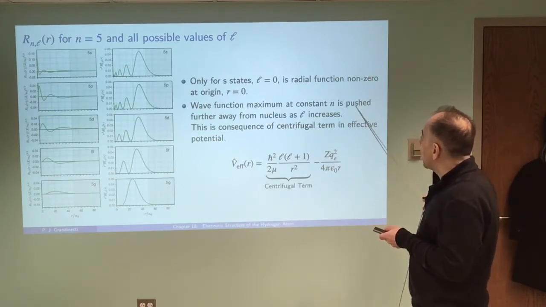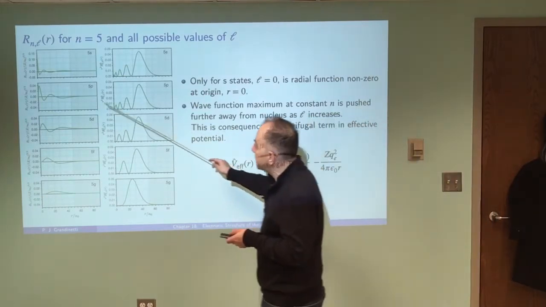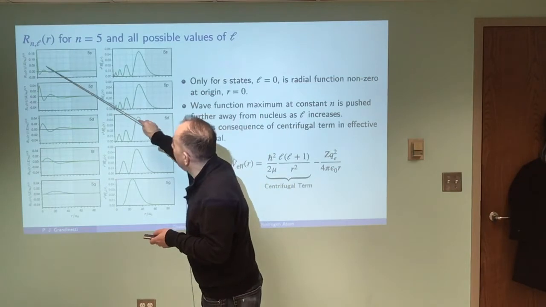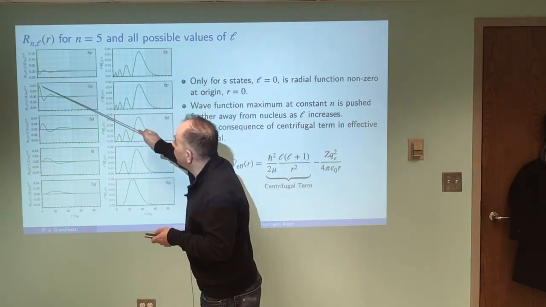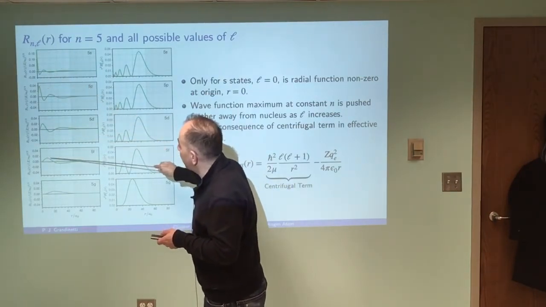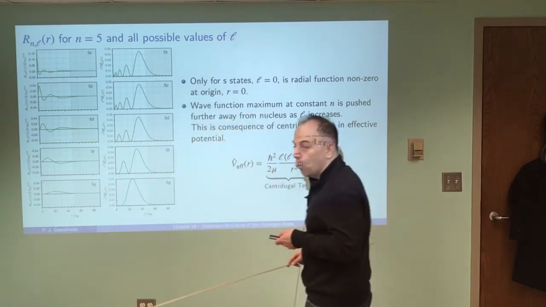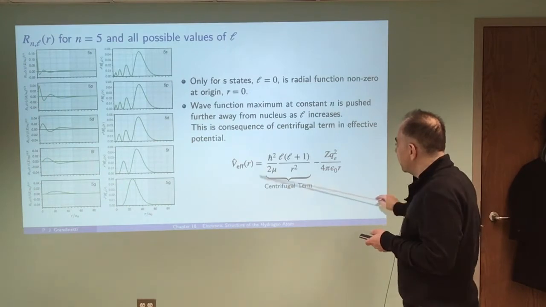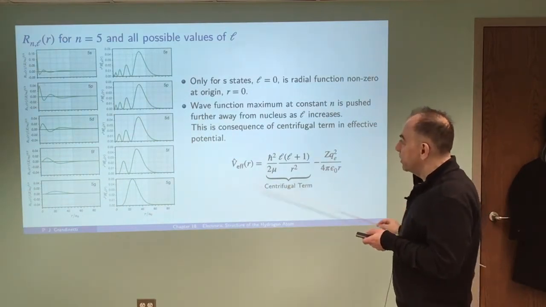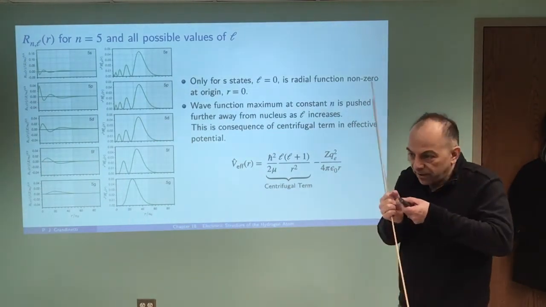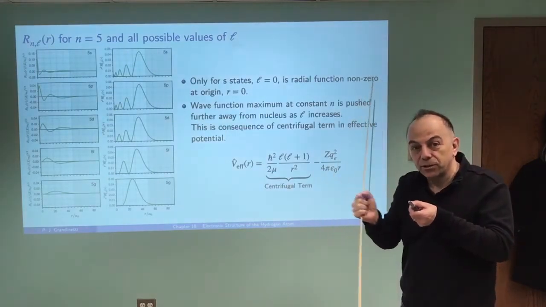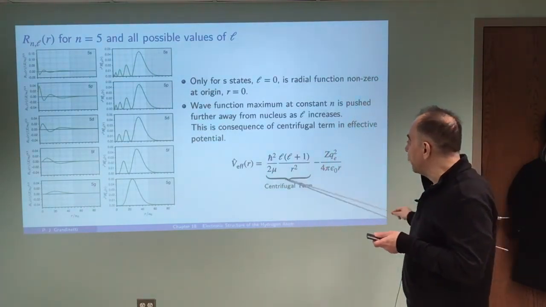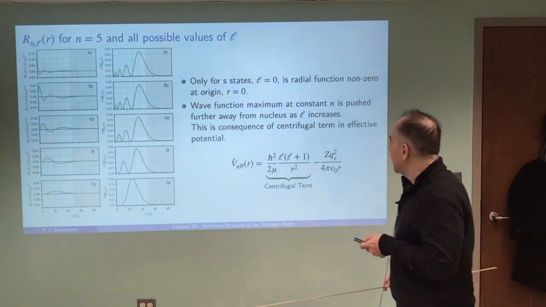So the wave function maximum, you can see that as L increases, the maximum of the wave function gets pushed further and further out away from the nucleus. And again, we talked about that earlier. That's due to this centrifugal term, which adds a potential that makes it look like a repulsion that pushes it away as the angular momentum increases.